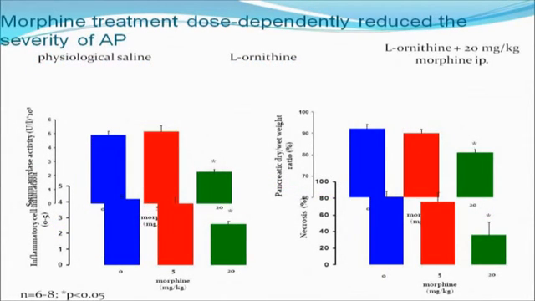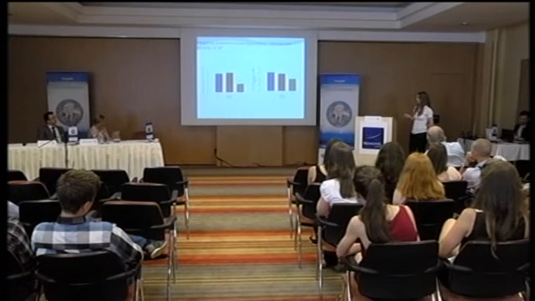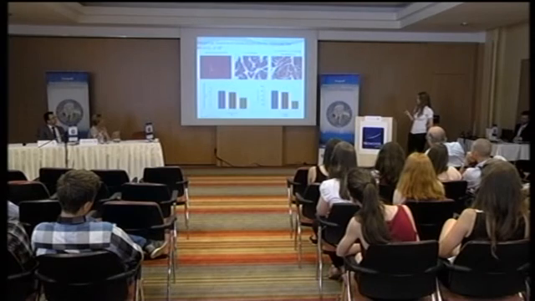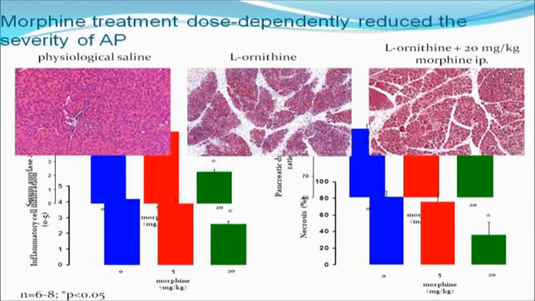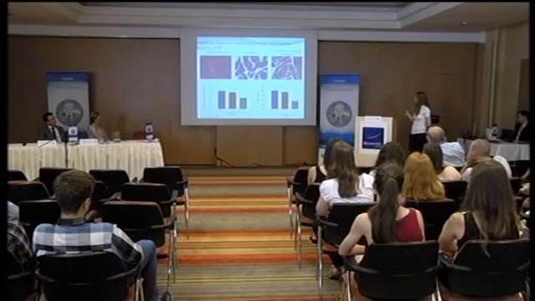20, but not 5 milligram per kilogram morphine significantly reduces the severity of acute pancreatitis. We measured serum amylase activity and pancreatic dry weight ratio. And there are the histology pictures. In the first picture, there is a control group. It is a healthy pancreas. The L-ornithine group has severe necrotizing pancreatitis with inflammatory cell infiltration, and in the morphine-treated group, the pancreatitis severity was reduced. We quantified the data. Inflammatory cell infiltration was significantly reduced at the 20 milligram per kilogram dose, and the necrosis was significantly reduced at the same dose.